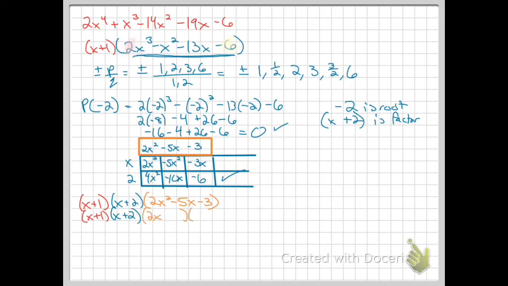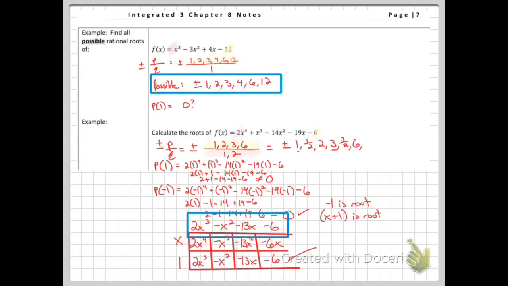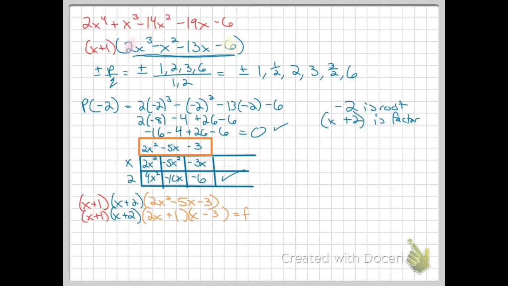So this has got to be 2x, let's see, minus 3 over here and plus 1. You can do an area diagram to double check me. So that's what our original function equaled. Was it called f of x? It was. So that was f of x in factored form. So now you know the factors.